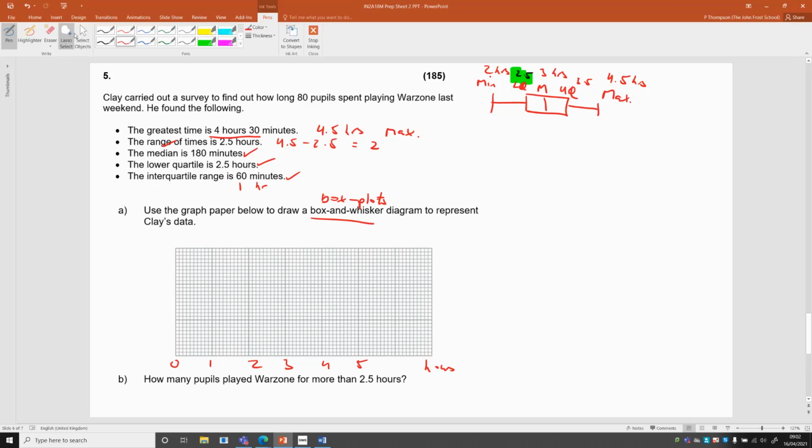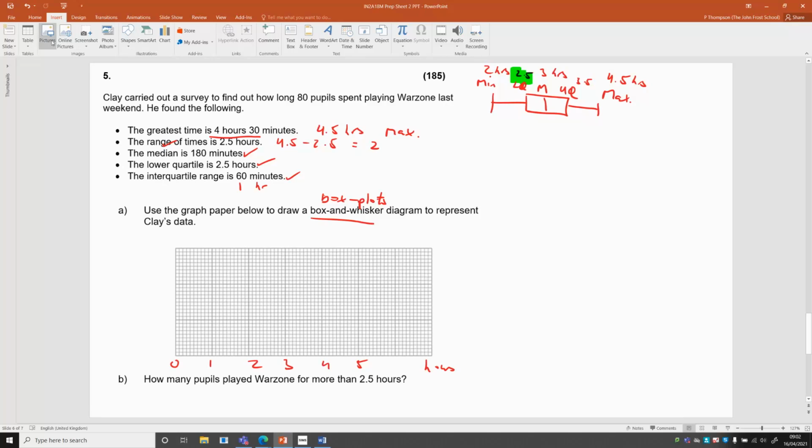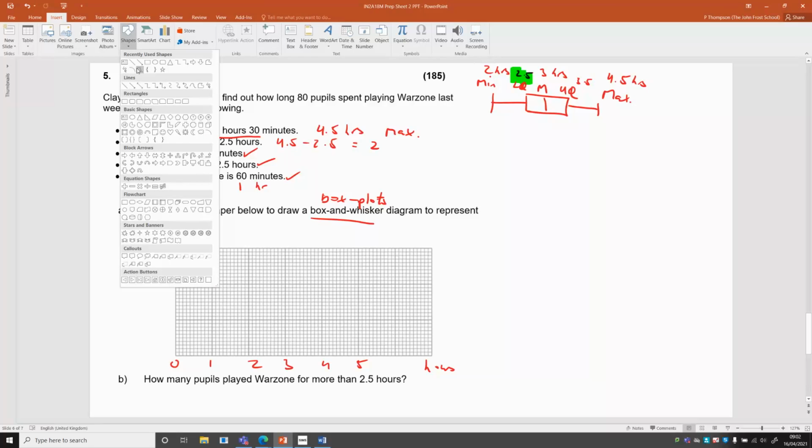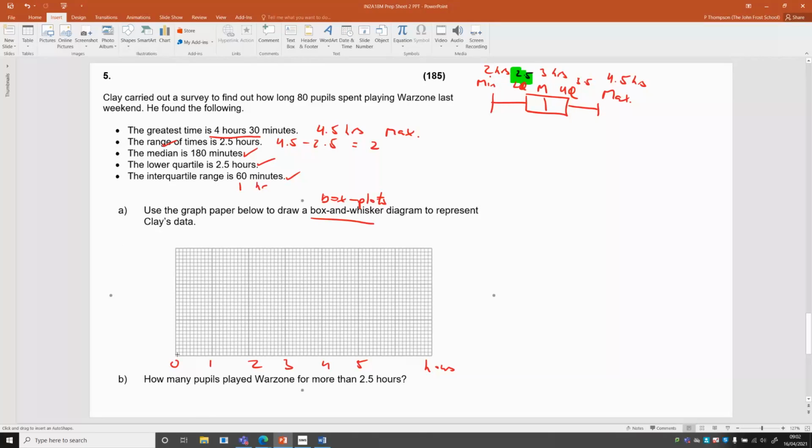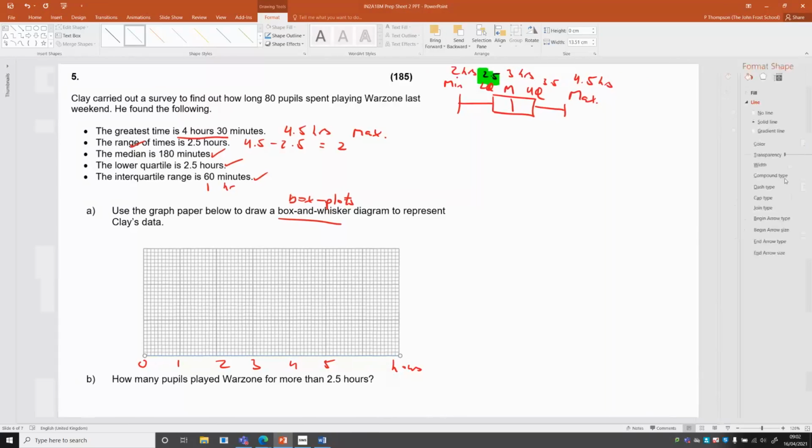All right, and then let me just do some straight lines here. Let's try and get this right. So, shapes and a line. So I'll do my axis here. Okay, hopefully a straight line. And I'll just make it a bit thicker.